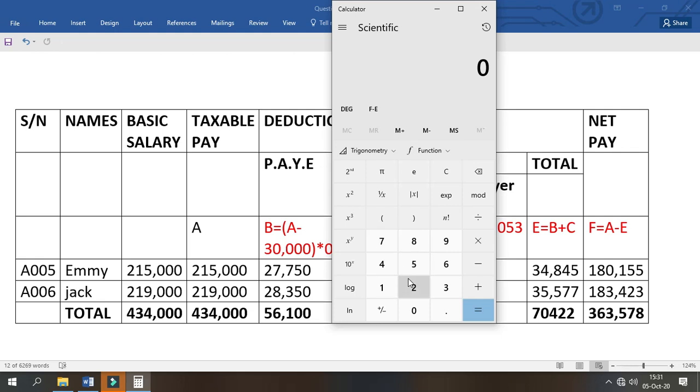The pay as you earn for Jake is calculated by taking the taxable pay of 219,000 minus 30,000, which pays zero tax, and we get 189,000 multiplied by 15 over 100, and we see that the pay as you earn for Jake is 28,350.